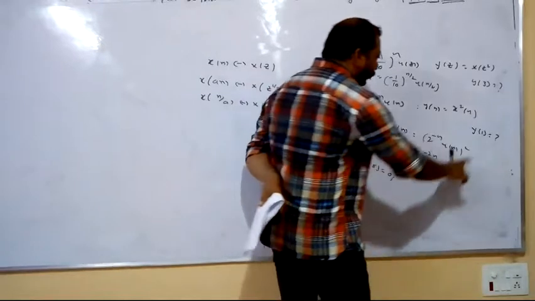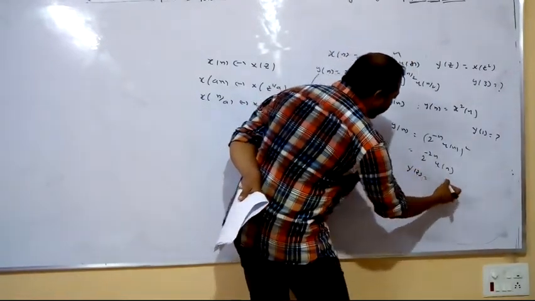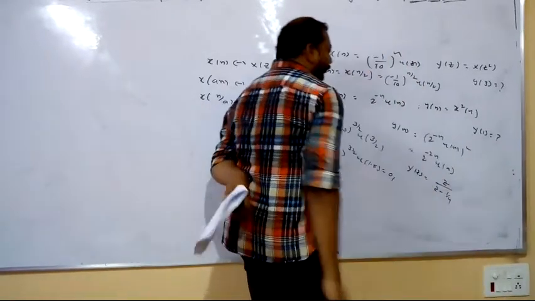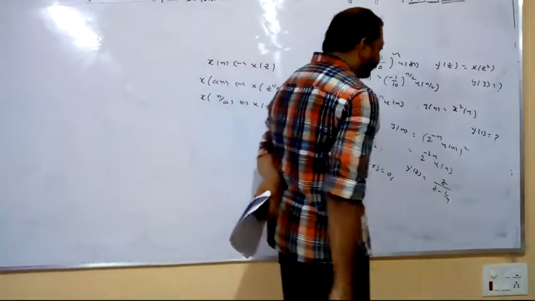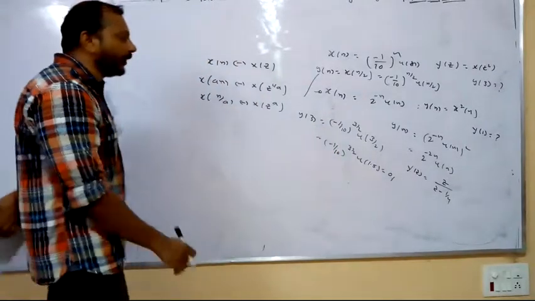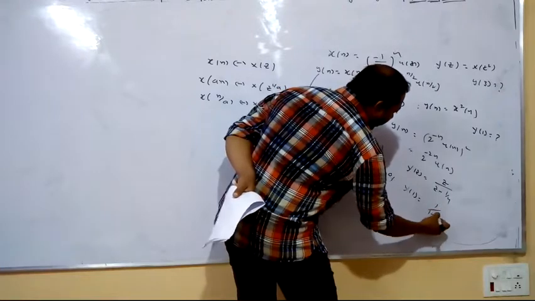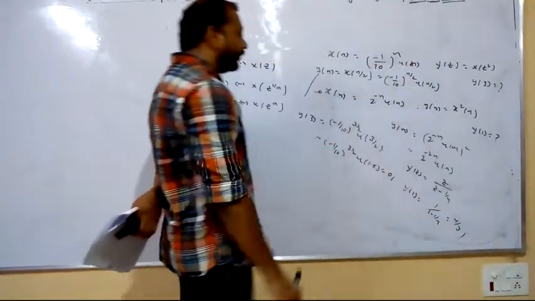From this one they ask you to calculate the y of 1. What is the Fourier transform of this one? Y of z is equal to simply z divided by z minus 1 by 4, since 2 power minus 2 is equal to 1 by 4. What they are asking is capital Y of 1. Simply by substituting z is equal to 1, you have capital Y of 1 is equal to 1 by 1 minus 1 by 4. This is equal to 4 divided by 3.